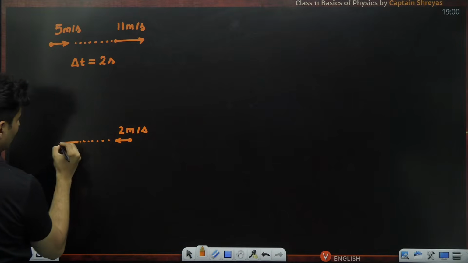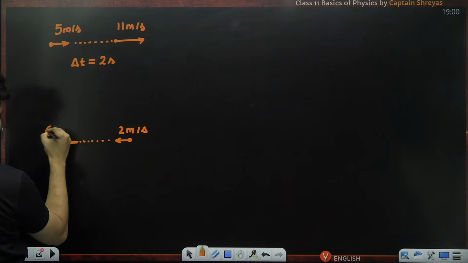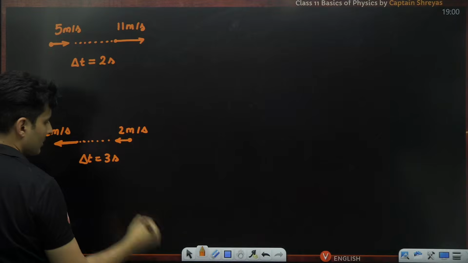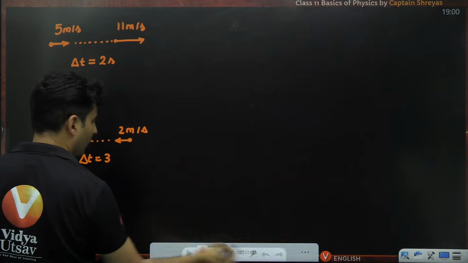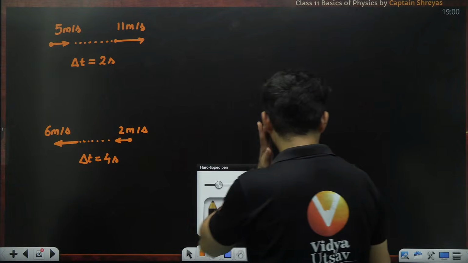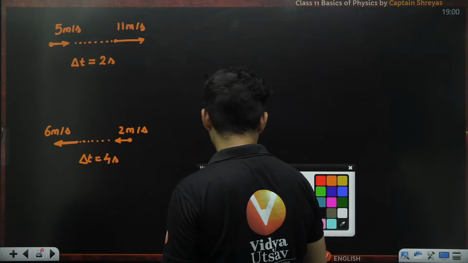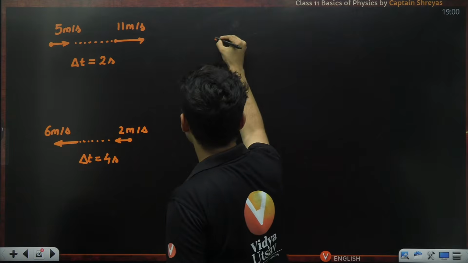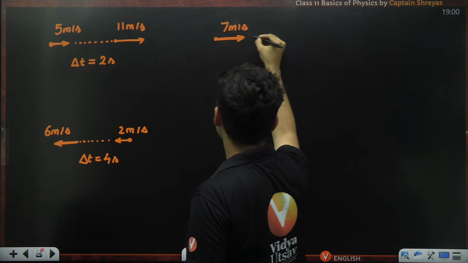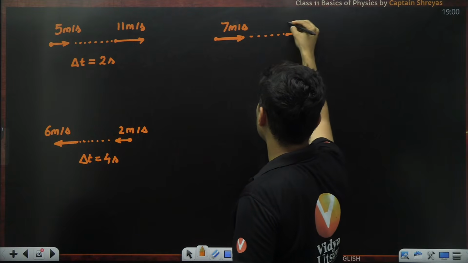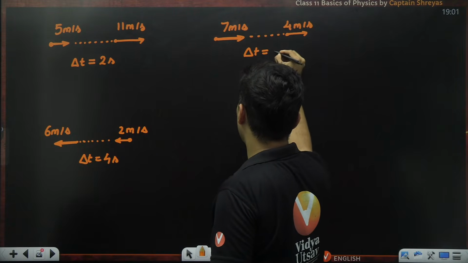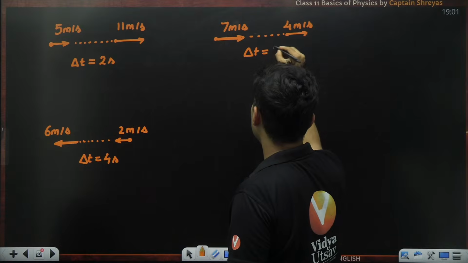After some time, the velocity becomes, let's say, 6 meters per second, and the interval that it took was, let's say, 4 seconds. Okay, this is another scenario, where our car was going like this at a speed of 7 meters per second, and then the velocity becomes 4 meters per second, and the time interval that it took was, let's say, 3 seconds.